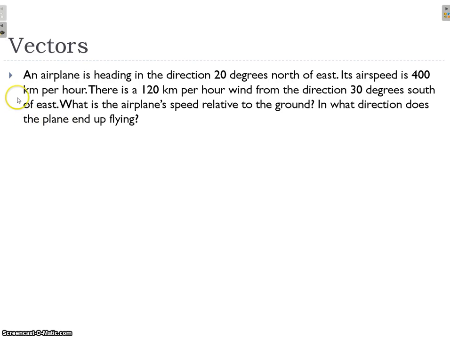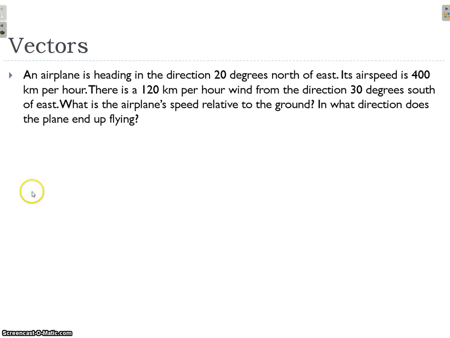Today I'm going to teach you how to solve questions involving vectors. Let's look at the question. An airplane is heading in a direction of 20 degrees north of east. Its airspeed is 400 km per hour, but there is a 120 km per hour wind from the direction of 30 degrees south of east. What is the airplane speed relative to the ground? In what direction does the plane end up flying?